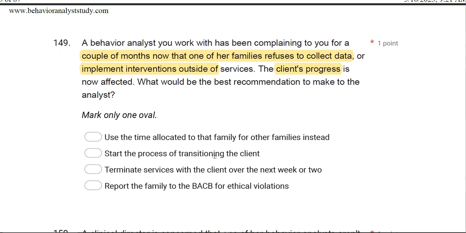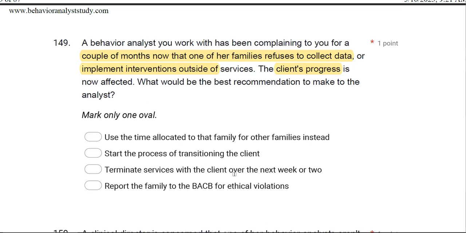B, start the process of transitioning the client. Yes, in this case, a transition might be necessary. It might be best. And that's going to involve a transition plan, reaching out to other potential analysts, a time frame. All these things should begin because clearly progress is not being made. It's affecting the analysts. It's probably affecting the families. You can't just ignore them, but you've got to do something. So we don't abandon clients, but we try and transition them as best as possible.